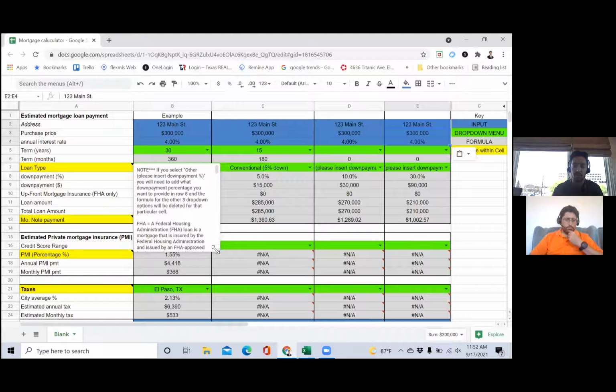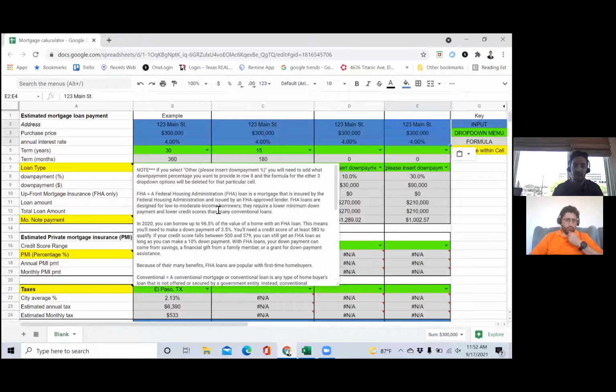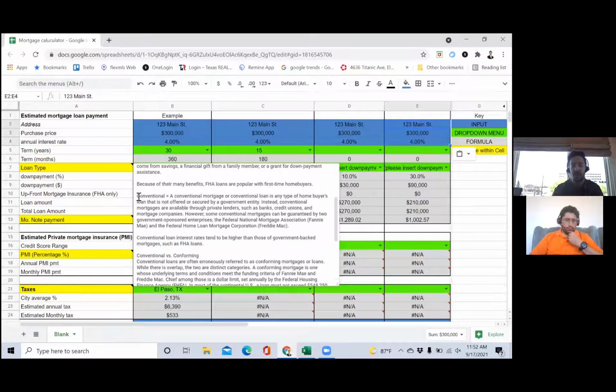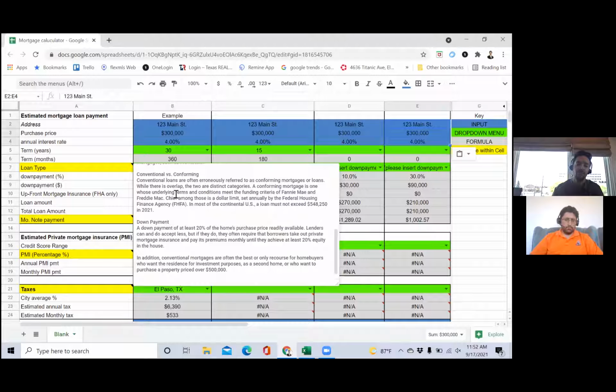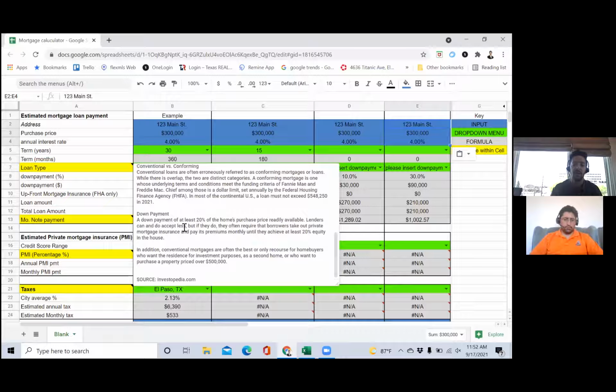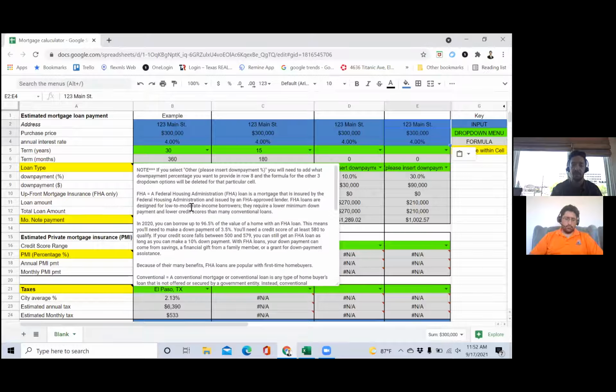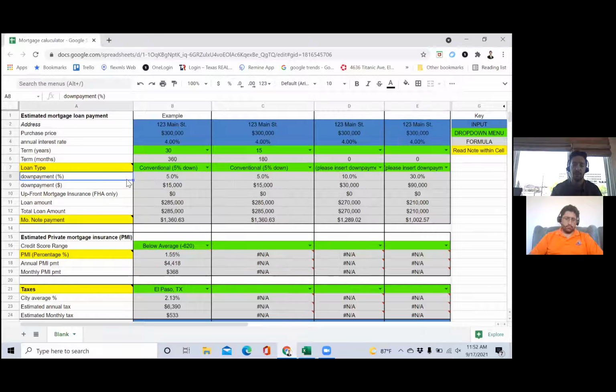If you want to know more about FHA, I did add a note, and then I define a conventional loan mortgage, and there's a few more interesting details: conforming loan versus conventional loan, and then down payment. So I got all this information from Investopedia. It's quite easy to find, but this is a brief summary of what goes into it.